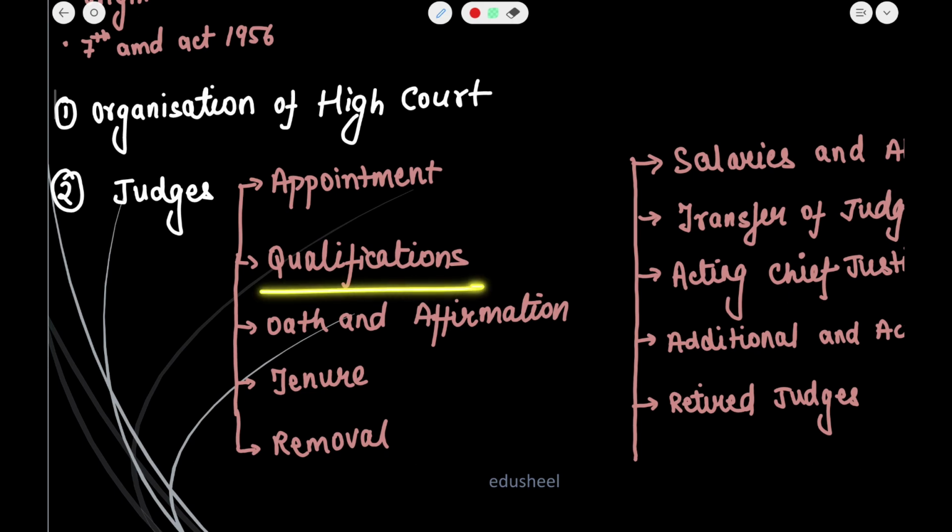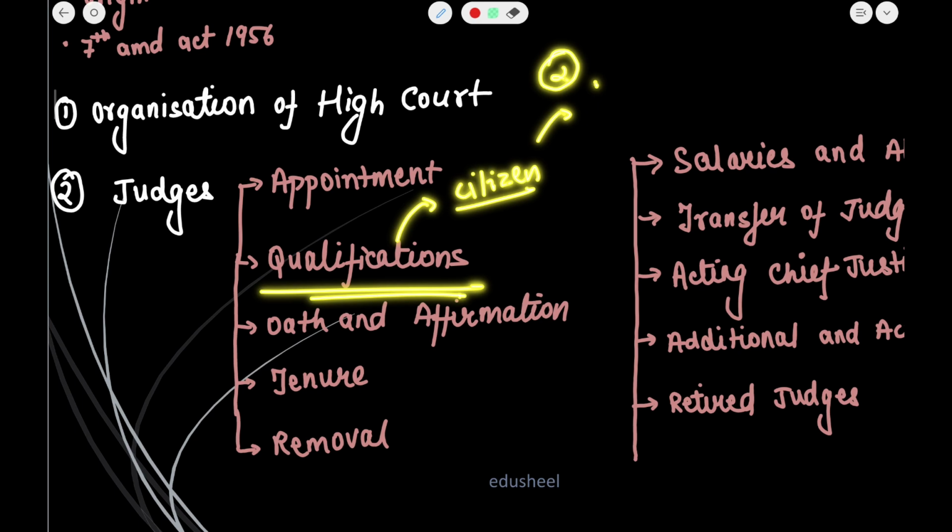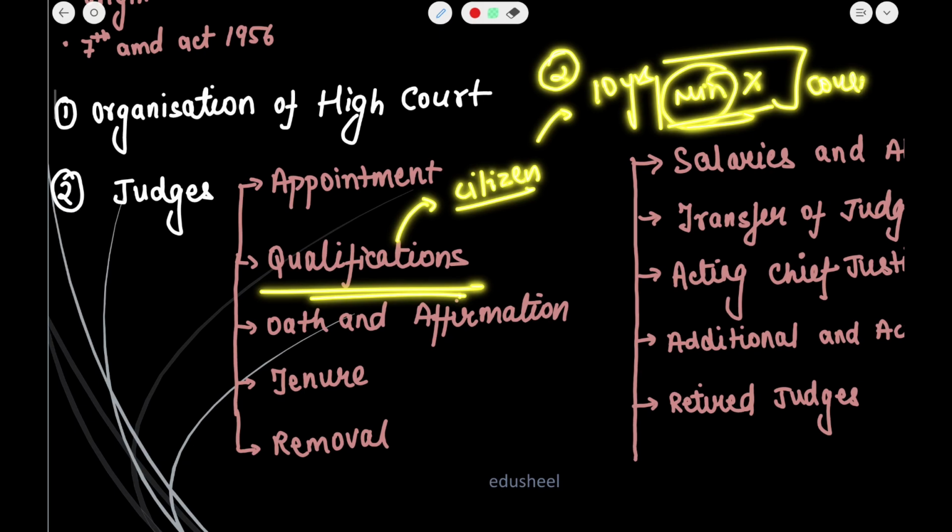What about the qualifications of the judges of the High Court? First of all, the judge should be a citizen of India, and the second condition is that he should have held a judicial office in the territory of India for 10 years or he should have been an advocate of a High Court for 10 years. Now, minimum age is not prescribed by the Constitution of India. This you need to remember.